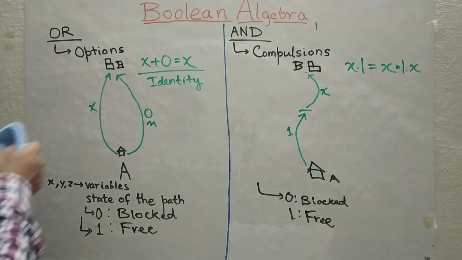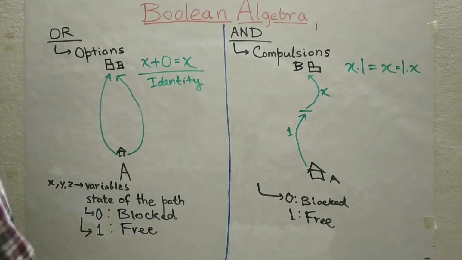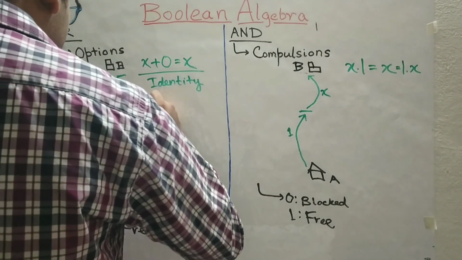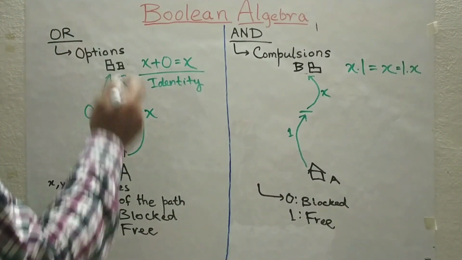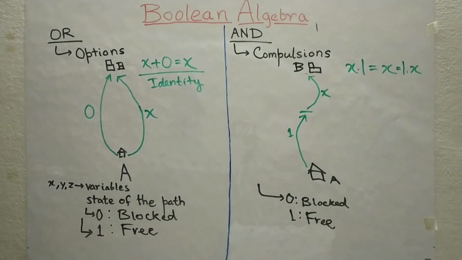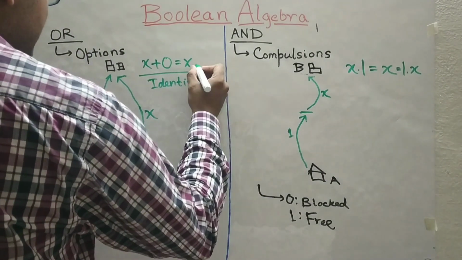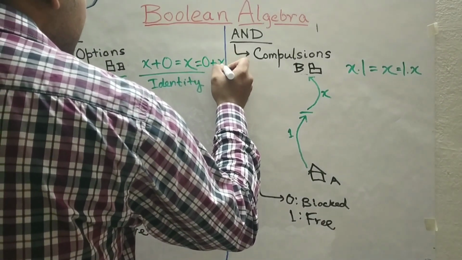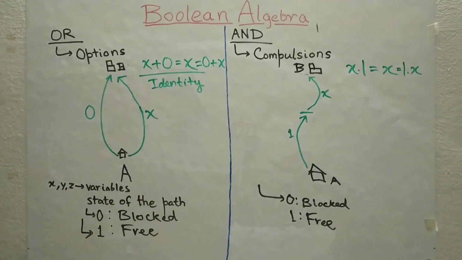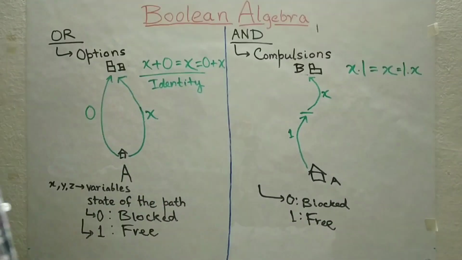Similarly here also, if we change the ordering, does it matter? If the left side path is blocked and the right side is X, does it matter? It is the same thing. It depends only on X. If X is blocked, you cannot go. If X is free, you can go. If X is 1, you can go. If X is 0, you cannot go. So this is equal to 0 or X. Okay, X or 0 is equal to X is equal to 0 or X. X dot 1 is equal to X is equal to 1 dot X.